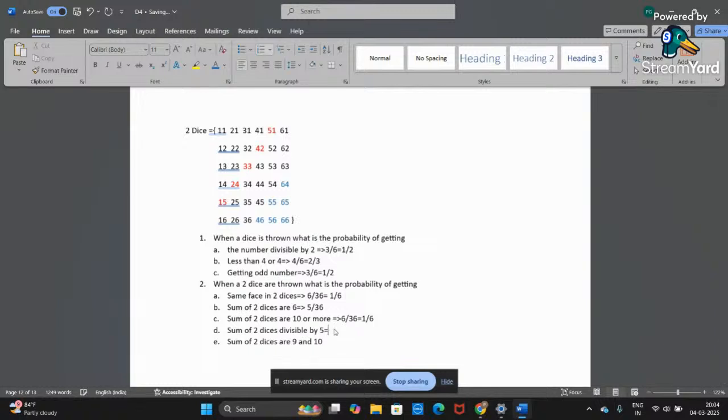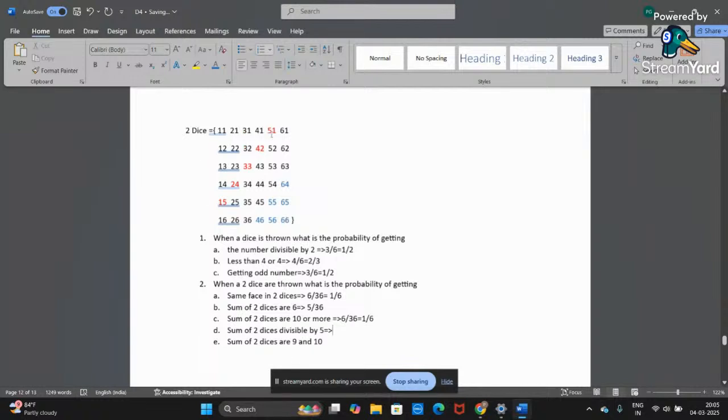Now let's move on to find the next one. Sum of 2 dice divisible by 5. That means it should be 5, 10. Yeah, it cannot be 15 because the highest is 12. The 12 is the highest sum. So it should be the sum of 5 and 10.